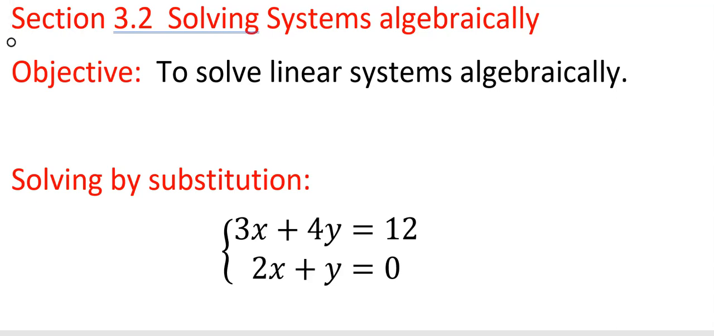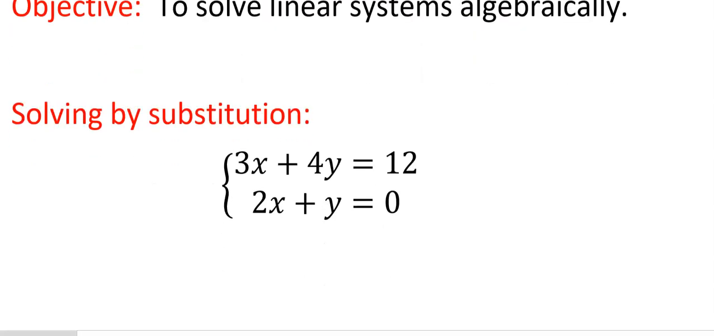Section 3.2, solving systems algebraically. This is review from Algebra 1. We also did just a smidge of this in geometry. So to solve linear systems algebraically, these would be graphs of lines. If we look at the ones from yesterday, we could solve each one of these for y. We could graph each one and get the answer that way, or we can just solve by substitution.